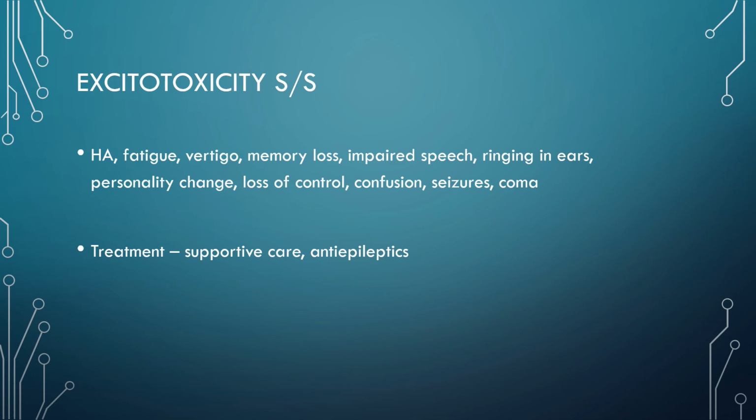Signs and symptoms of excitotoxicity are very similar to all the other types of brain trauma. Headache, fatigue, vertigo, which is like dizziness or like you're falling, memory loss, impaired speech, ringing in the ears. These people can have personality change, loss of control, confusion, seizures, and coma. And then care is just supportive, meaning we offer what we can to control symptoms and allow the brain to go through it and for that healing process to take time. But we would definitely use anti-epileptics to stop any seizure activity.